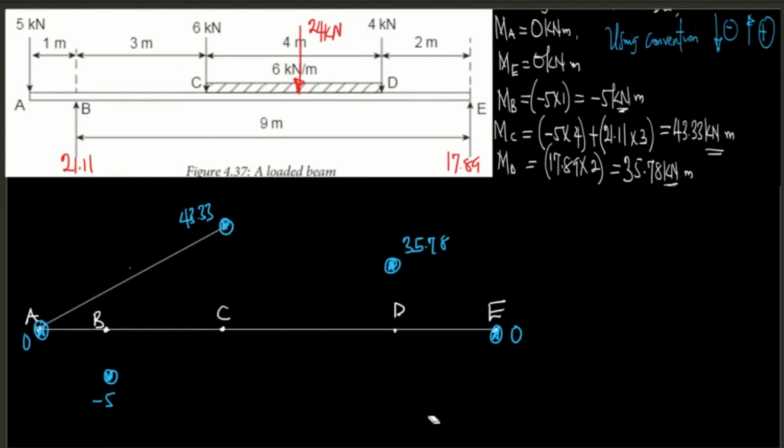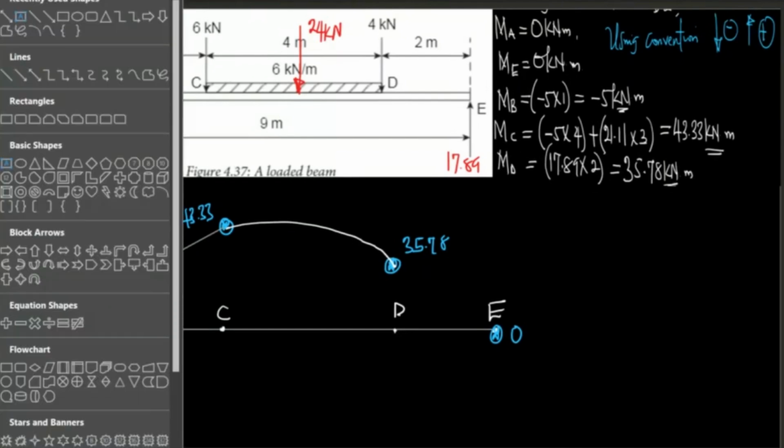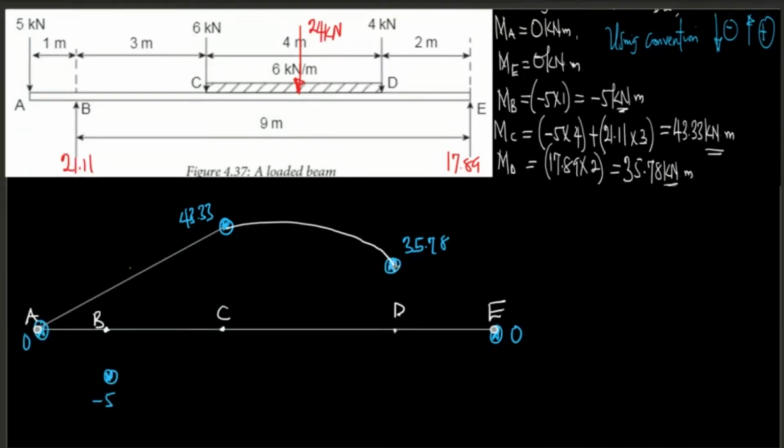And then what's going to happen between C and D? It will first go up a bit, and then it will come down. This is going to be a curve. Let me see if I can try again and draw it accurately. Okay, I think that is okay. And then between D and E there is no UDL there, so you just draw a straight line.